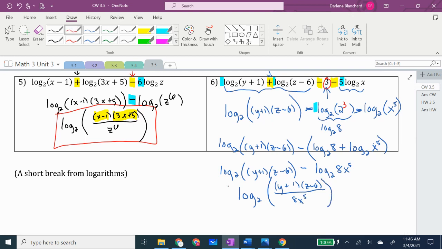And again, you can choose to multiply the binomials in the numerator, but you do not have to because this is a simplified version in factored form. If you multiply them, that's okay because that is a simplified version in expanded form.